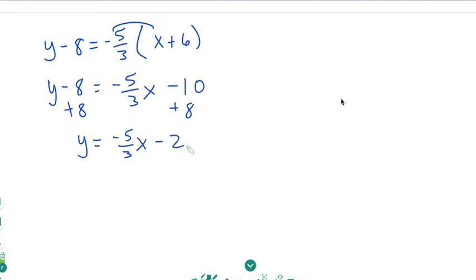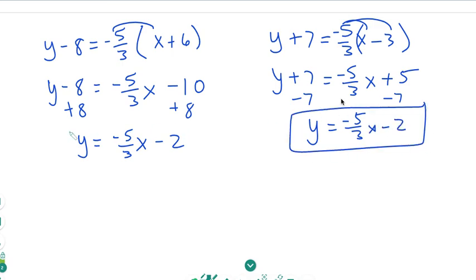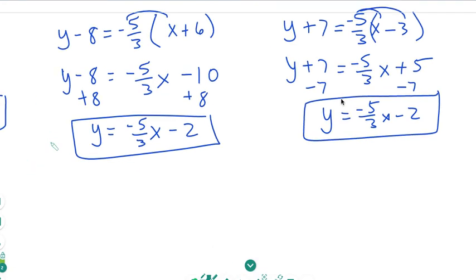Now let's look at the other point slope form. Y plus 7 is equal to negative 5/3 times x minus 3. We're going to rainbow. So y plus 7 is equal to negative 5/3 x plus 5, minus 7, zero pair out the 7, y is equal to negative 5/3 x minus 2. You'll notice that it doesn't matter which ordered pair I use for point slope form. I'm going to get the same slope intercept form equation.